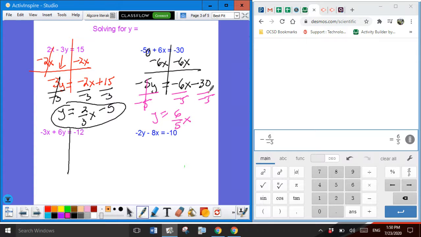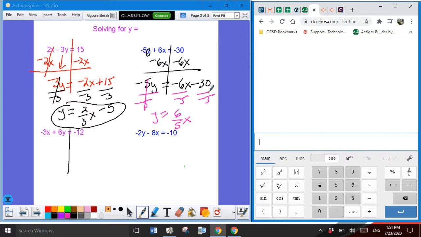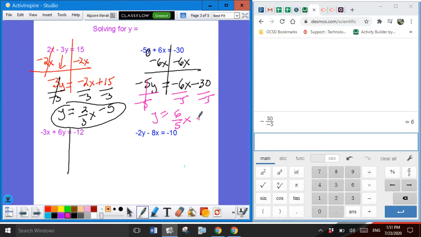-30 divided by negative 5 is positive 6. And that is done. All right, see what you can do with the next one. Okay, we have to move that 3x. So since it's negative, I'm going to add it. So 6y equals 3x minus 12.